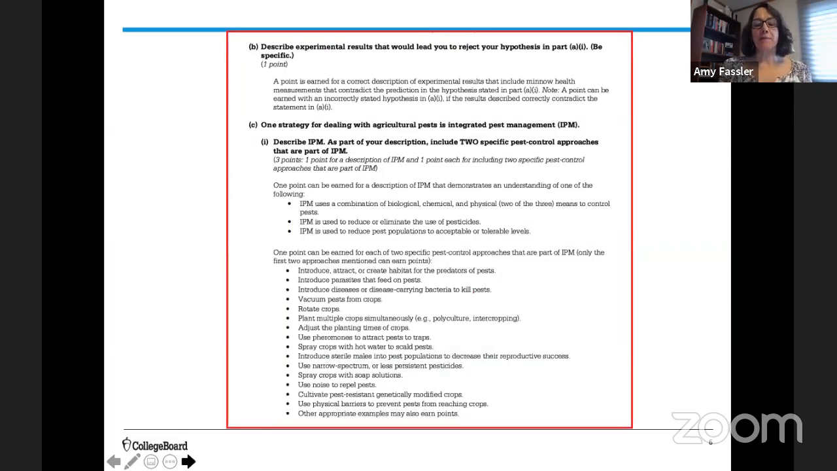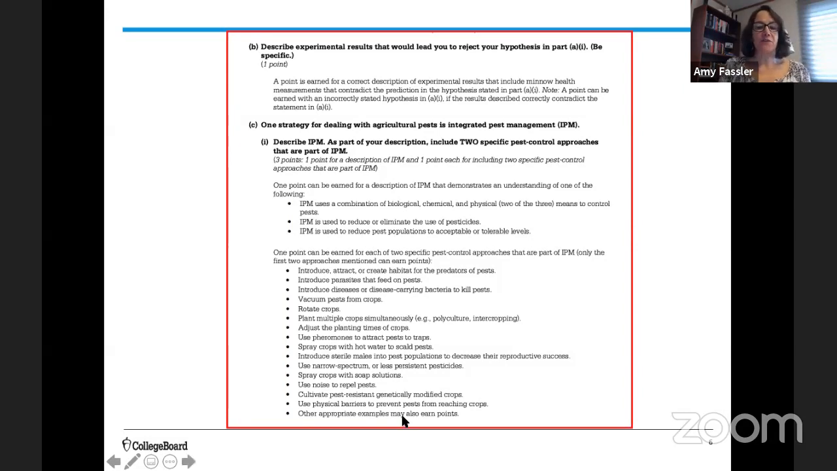Letter B, describe the experimental result that would lead you to reject your hypothesis. In other words, if something happened where there was no relationship between chemical X and minnow mortality, I would therefore reject my hypothesis.